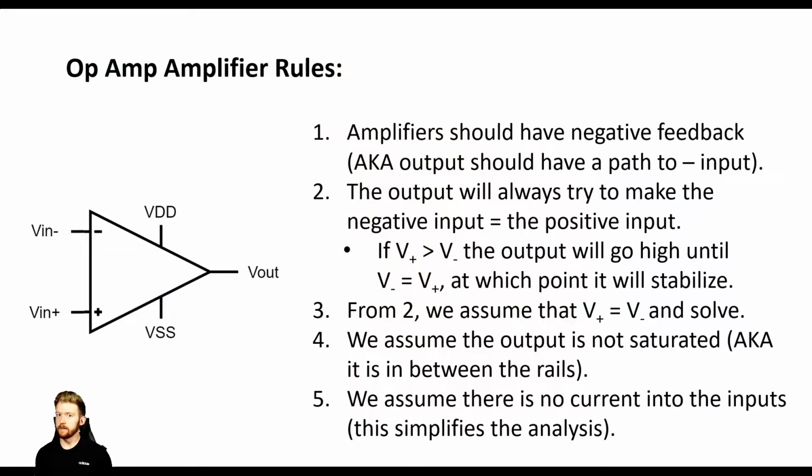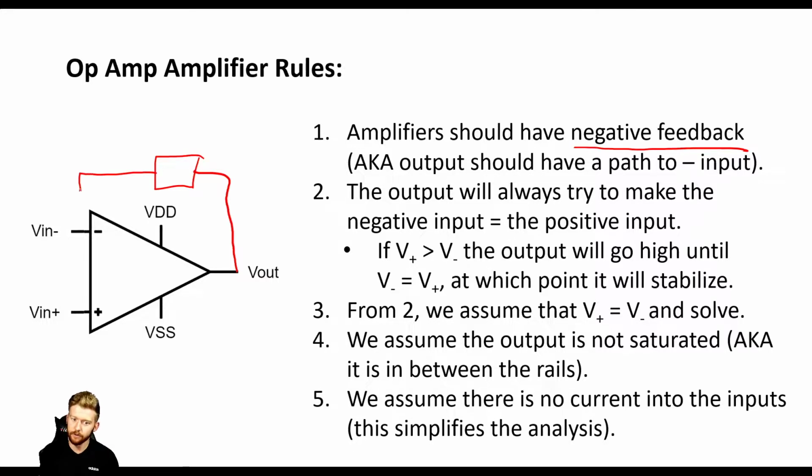So first thing we need to tackle is our op amp amplifier rules. Number one, and this is a pretty important one, amplifiers should have negative feedback. Okay, so what does that mean? We haven't really talked about feedback or anything like that. What that means is that our output needs to have some sort of path. It doesn't have to be a short circuit, but it does need to have some path through some components. It could be resistors, capacitors, inductors, all sorts of things, but it does need to have a path back to our negative input terminal. Okay, so it's important. It has to be negative.